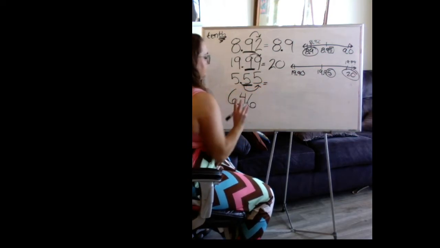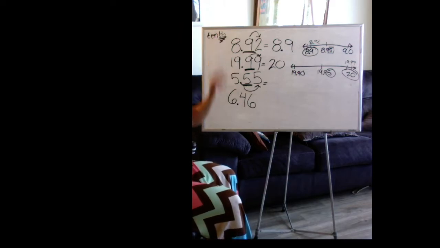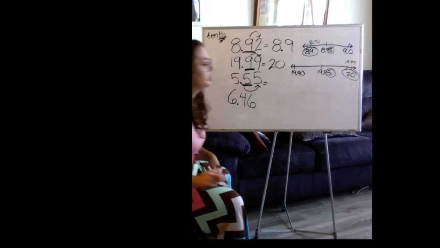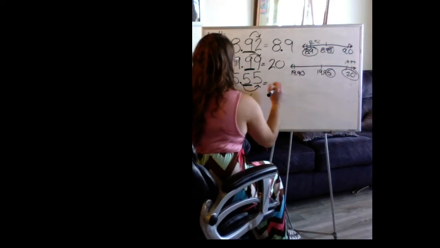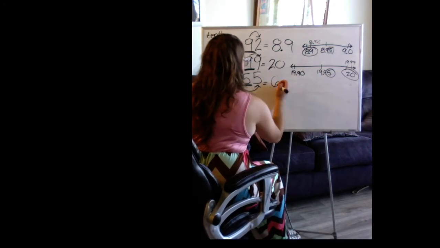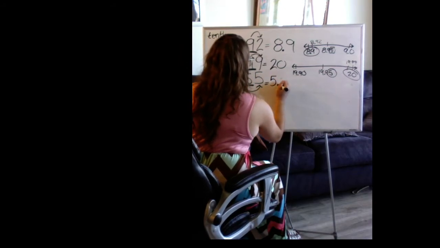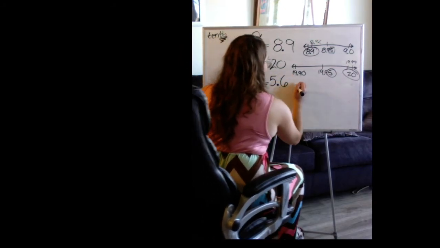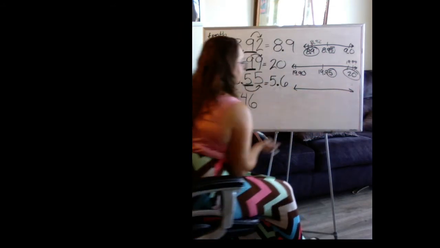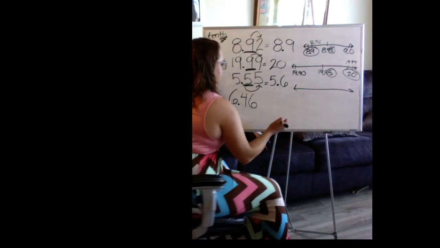5.55, I look to the right. 5 and above, raise it up. 4 and below, stay the same down low. So my 5 is 5 and above, so it turns that 5 into a 6. Actually, that's totally wrong. It should be 5.6. Man, I'm making mistakes on this whiteboard. See, it's okay to make mistakes, as long as you learn from them. So my rounded answer is 5.6.